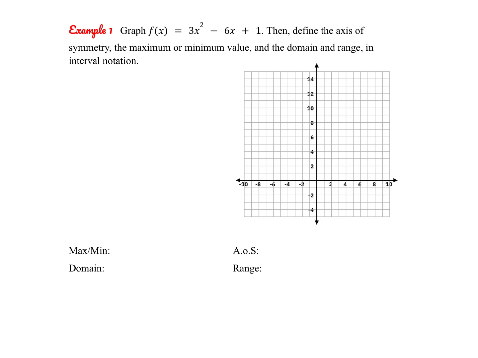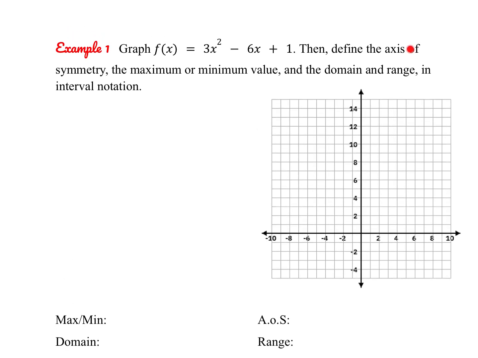All right, let's give one of these a try together. We're going to graph, define the axis of symmetry, find the maximum or minimum value, and do the domain and range back in interval notation. So the first thing I need to do is find the vertex. I'm going to start by using my little formula, x equals -b over 2a. So x equals negative, and I see that my b value is -6, so I'm going to substitute that with parentheses, divided by 2 times our a value, which is 3. So x is 6 over 6, so x is 1.